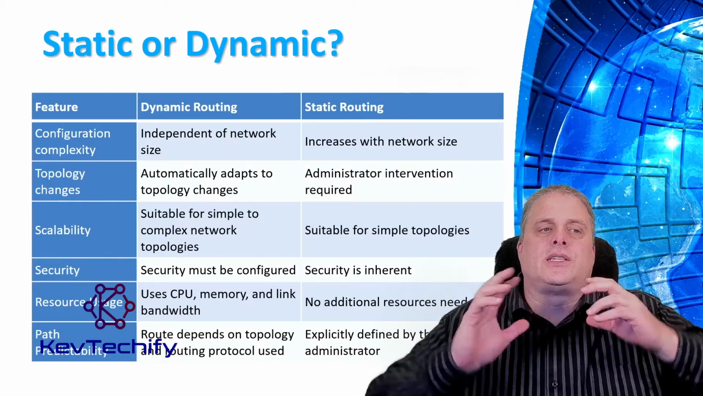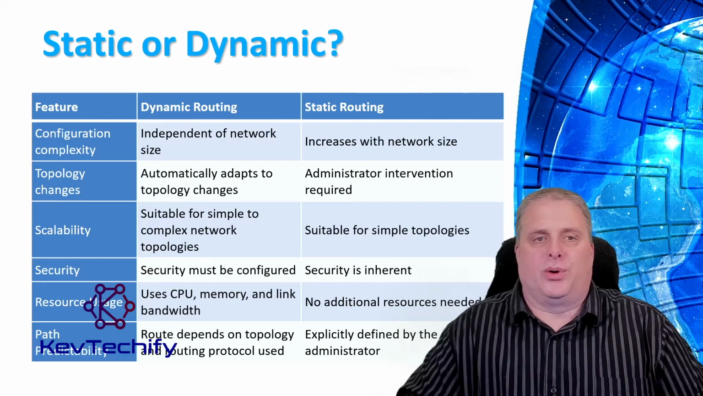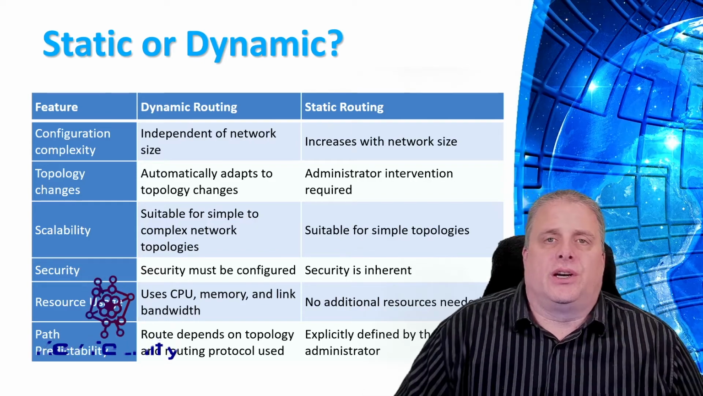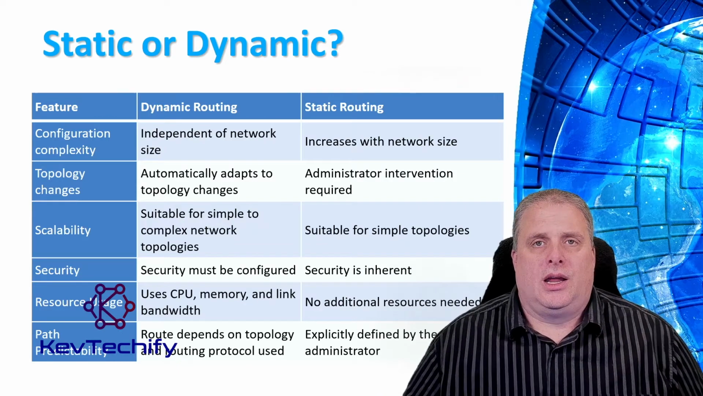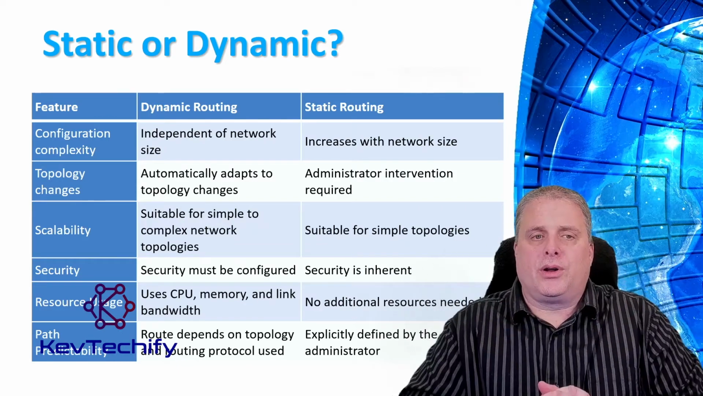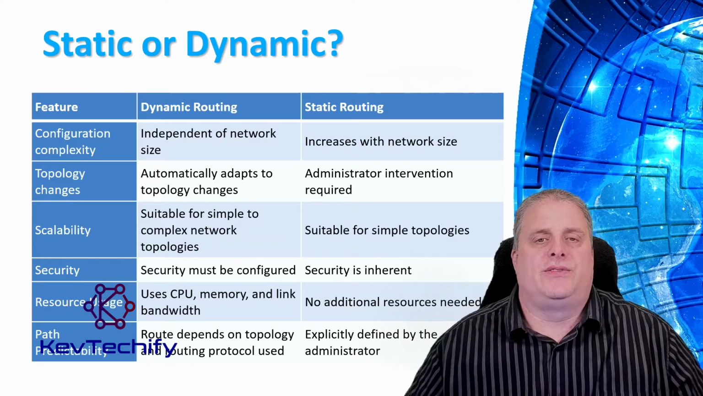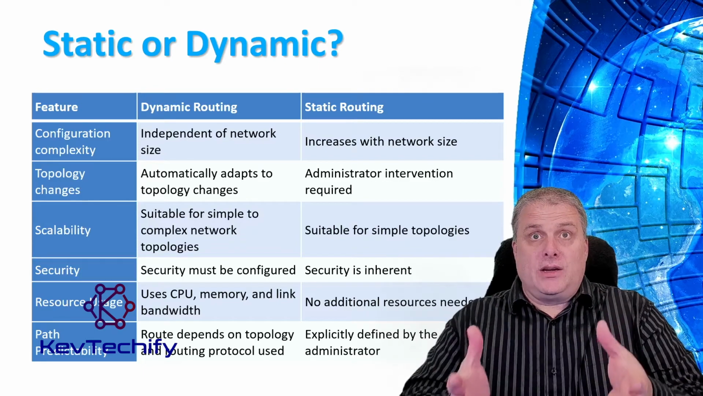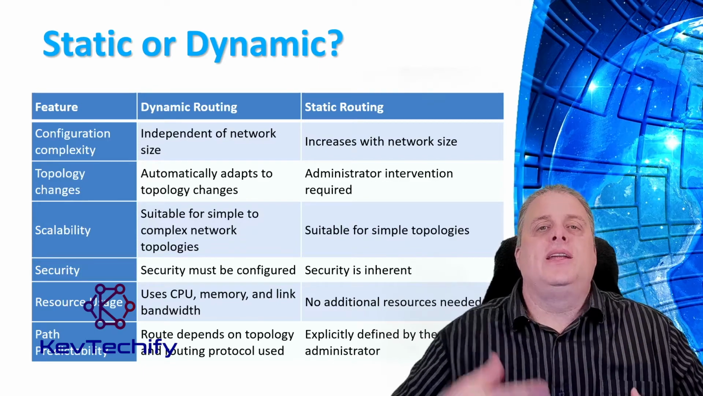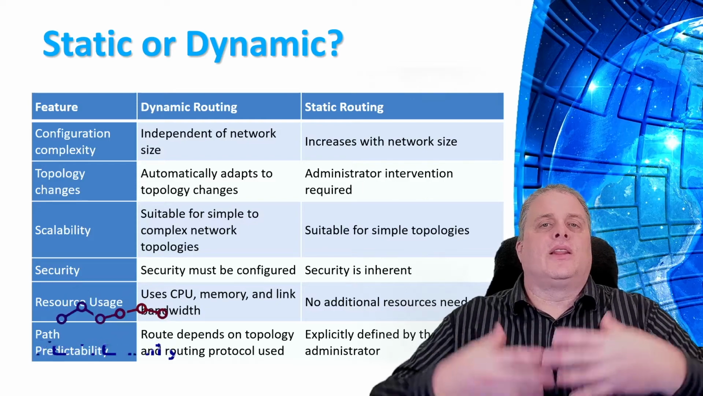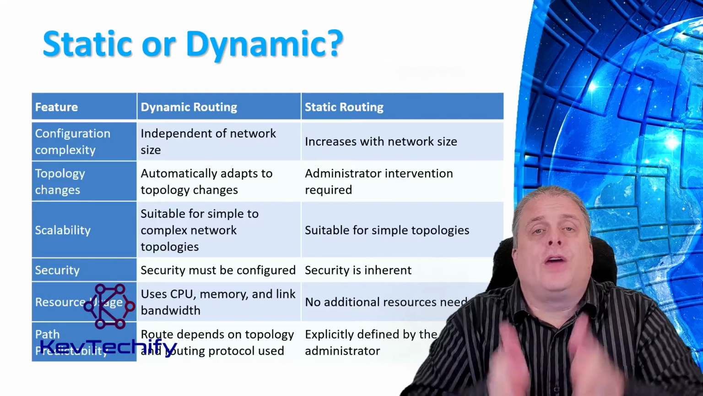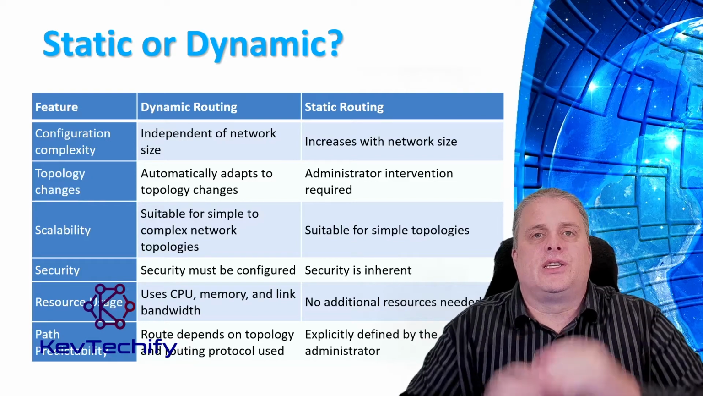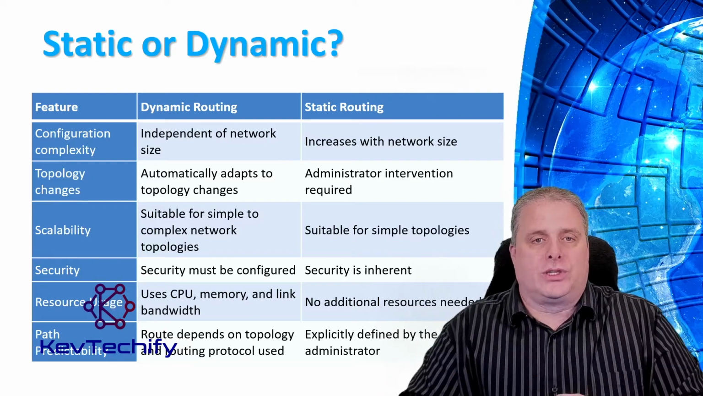When you're comparing static routes and dynamic routing protocols, there's a couple of things to consider. First one here is configuration complexity. If you're running a dynamic routing protocol, it doesn't matter the size of your network. If you're doing static routing, every time you add another device, you have to add a lot more static routes. And not only to that new device, you have to go around to all your existing devices and add those new static routes also.